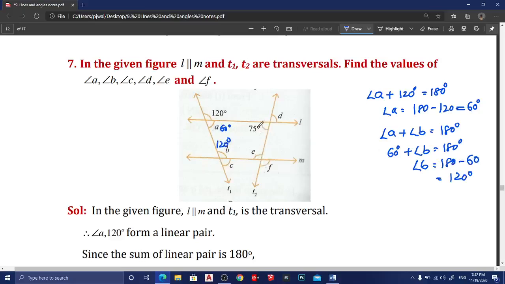So this angle already it is there. Now we can find D by using the vertically opposite angles property simply. Since these two are vertically opposite angles, this is also 75 degrees, it is over.